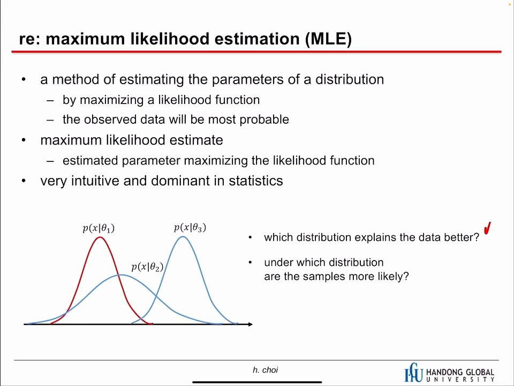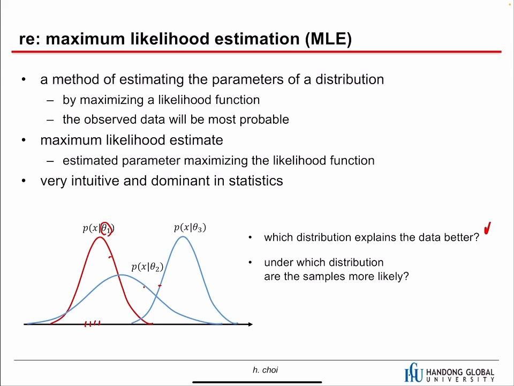The question is, which distribution explains the data better? When we have data samples here, which distribution? We have this one, this one, and this one. In this slide, it looks like we have only three options, but these parameters can be continuous. So by moving these parameters, we can have infinitely many distributions. Then how can we find the best distribution? We can define the likelihood equation, then we can take a derivative. That's it. The basic idea is quite simple.